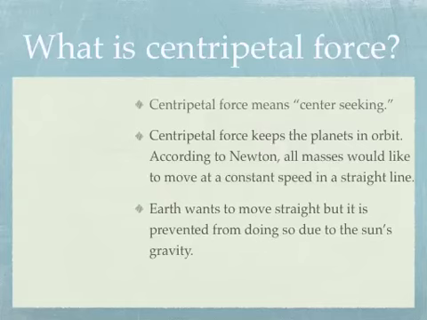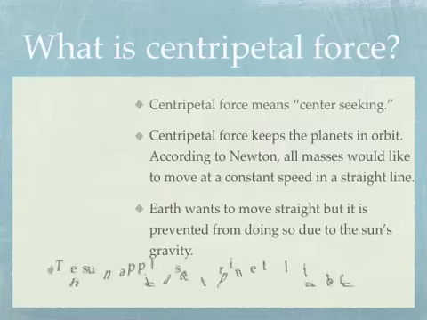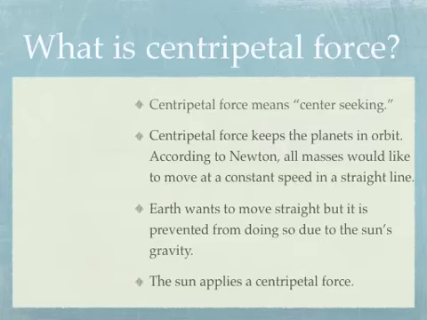So with this idea, the Earth wants to move in a straight line at a constant speed, so Newton discovered that. But it's being prevented from doing this because the sun's gravity is also pulling on it. So the Earth is trying to move in a straight line at a constant speed while at the same time being pulled by the huge mass of the sun. And so we say that the sun applies a centripetal force, so it pulls the Earth in a circle or center-seeking path, or orbit, around the sun.